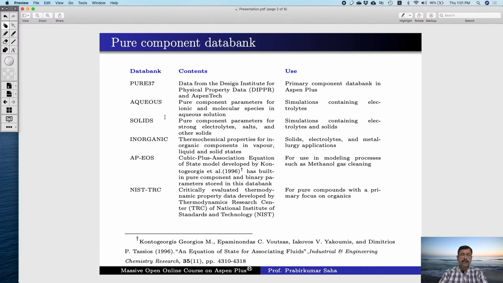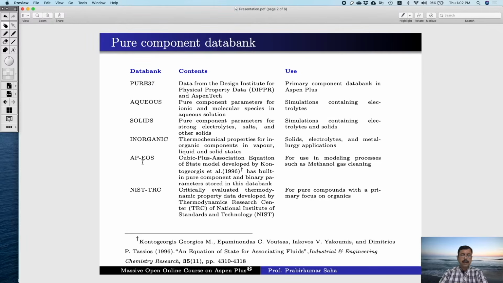The next one is aqueous. It contains pure component parameters for ionic and molecular species in aqueous solution. They are used in simulations containing electrolytes. The solids data bank, they contain pure component parameters for strong electrolytes, salts, and other solids. They are also used for simulations containing electrolytes and solids too. Fourth one is inorganic data bank. It contains thermochemical properties for inorganic components in vapor, liquid, and solid states. They are used for solids, electrolytes, and metallurgy applications.